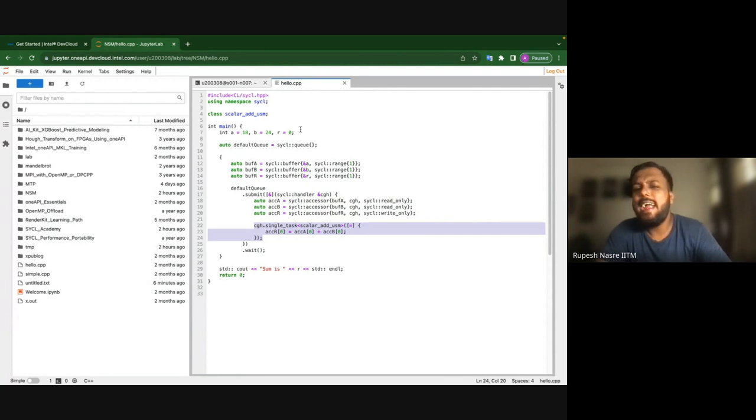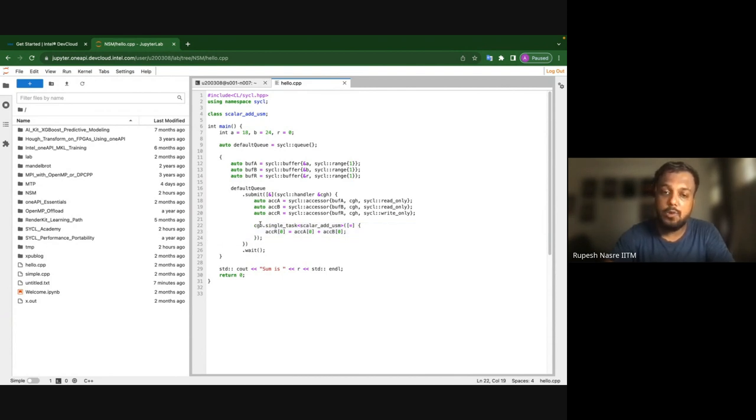Now, can I add A plus B in parallel? Think of addition: can we parallelize addition, right? Think for a bit. If I want to add two simple integers, should I need to allocate multiple threads to perform this, or is a single thread enough for that? Yeah, a single thread is enough, right? Because there are two numbers and adding two numbers can be handled by a single thread. So I am telling the handler, take a single task.